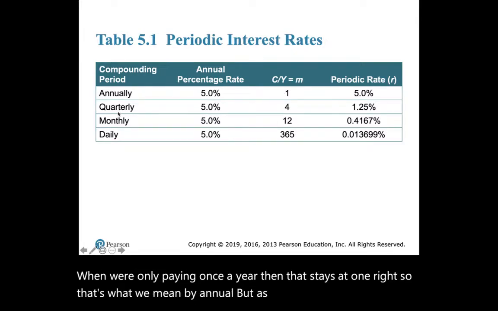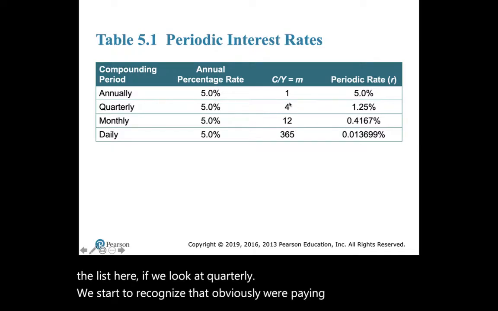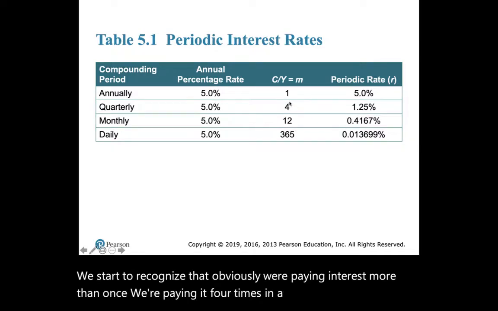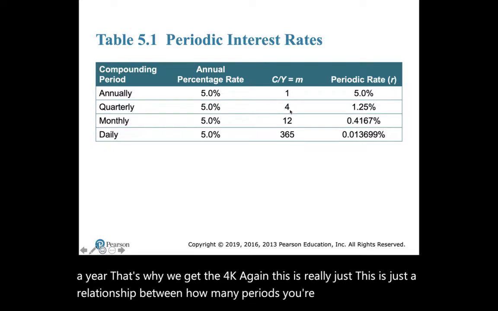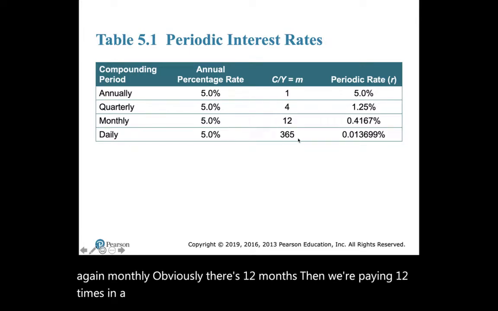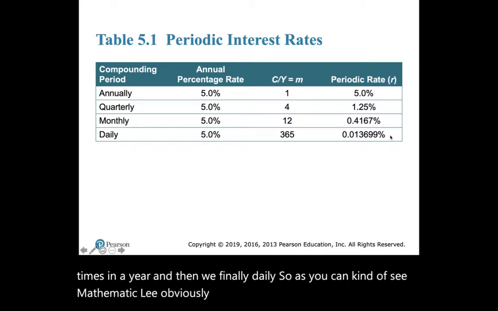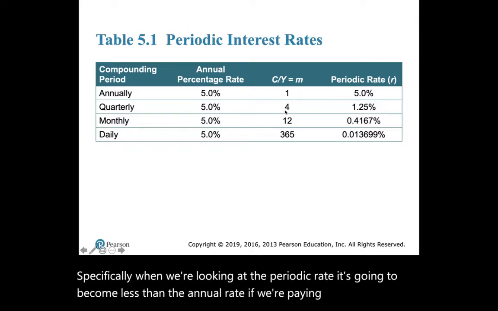But as you look down the list here, if we look at quarterly, we start to recognize that obviously we're paying interest more than once. We're paying it 4 times a year. There's 4 quarters in a year, so that's why we get the 4. Again, this is just a relationship between how many periods you're paying per year. Monthly, there's 12 months, so we're paying 12 times in a year, and then we finally see daily. So mathematically, specifically when we're looking at the periodic rate, it's going to become less than the annual rate if we're paying more often throughout the year.